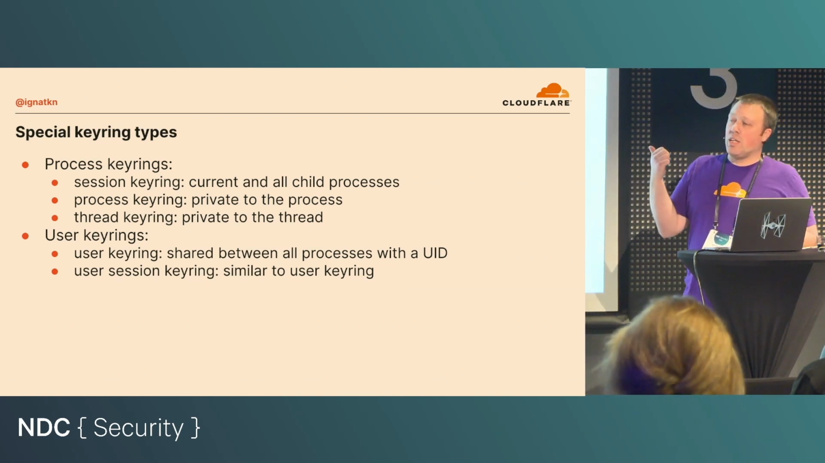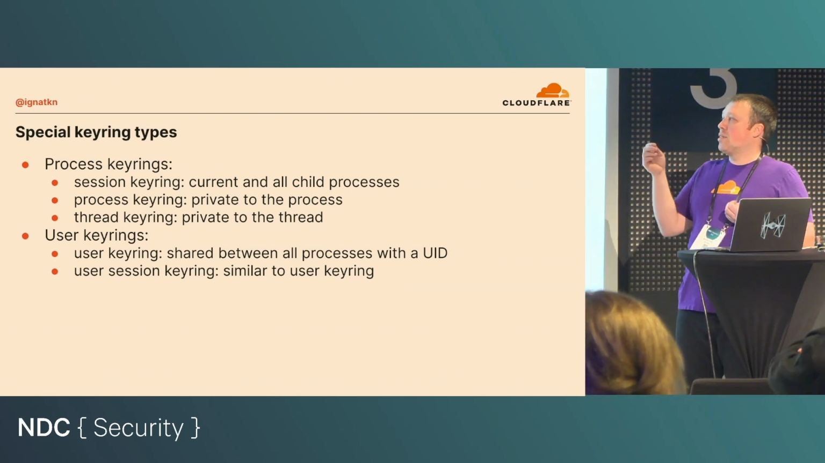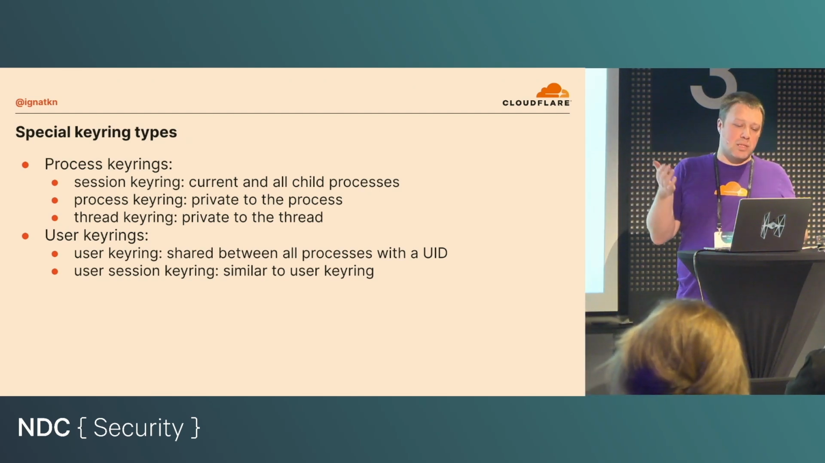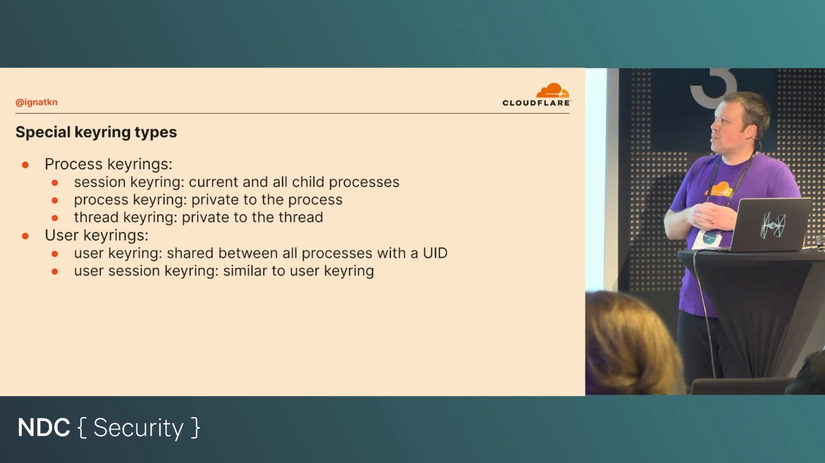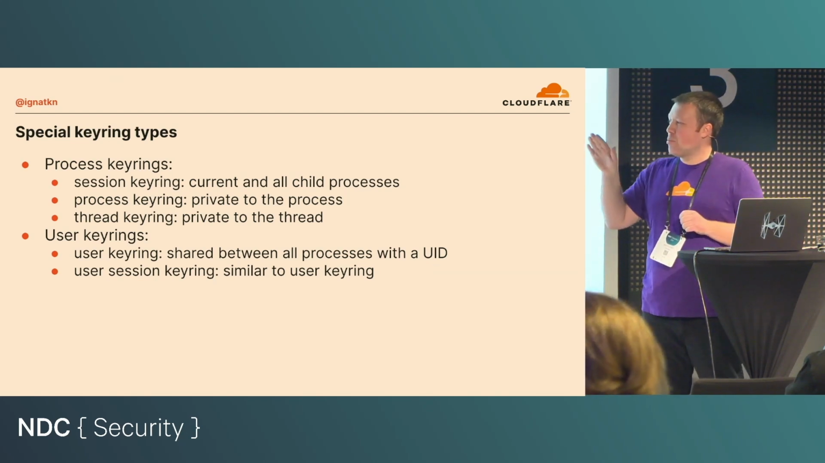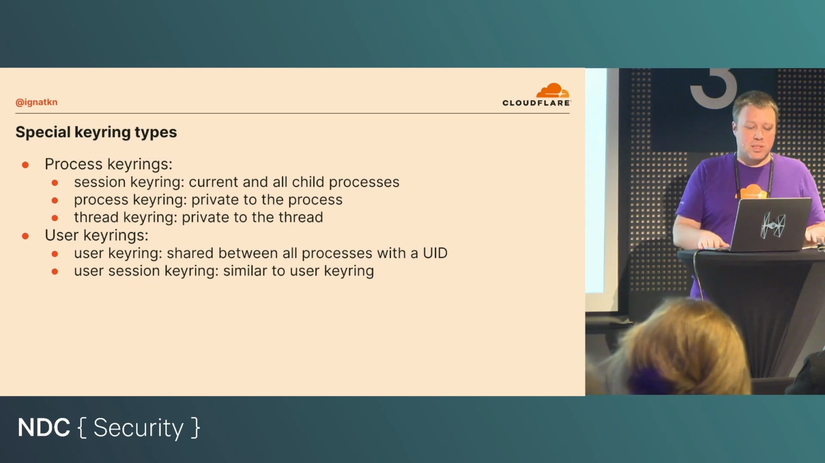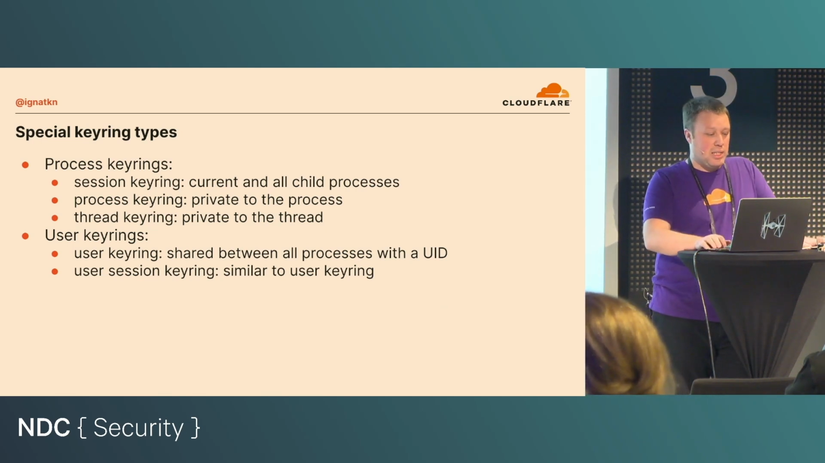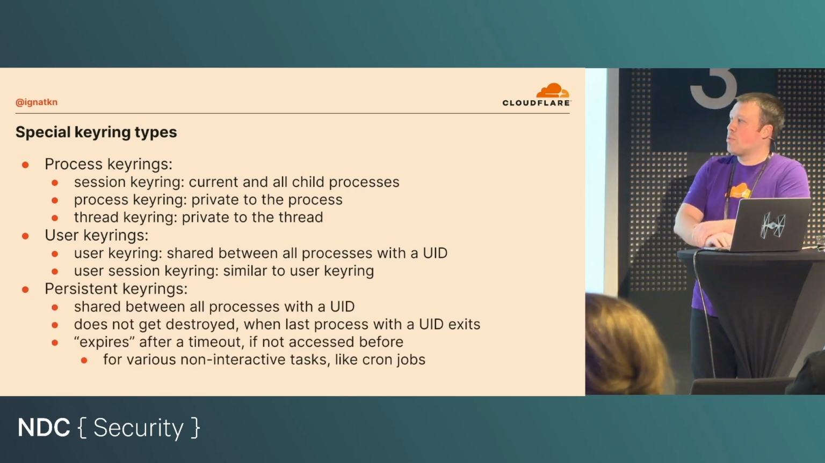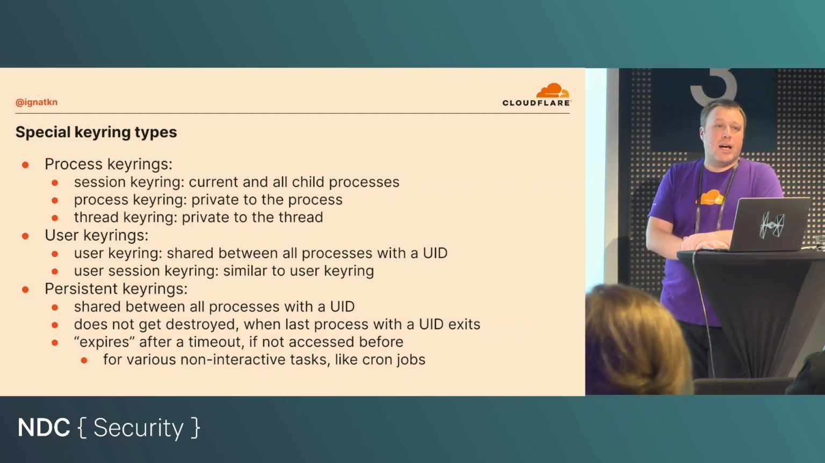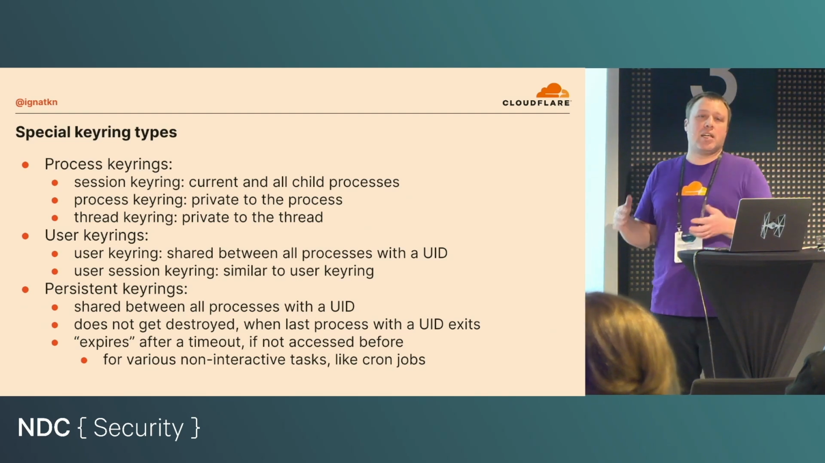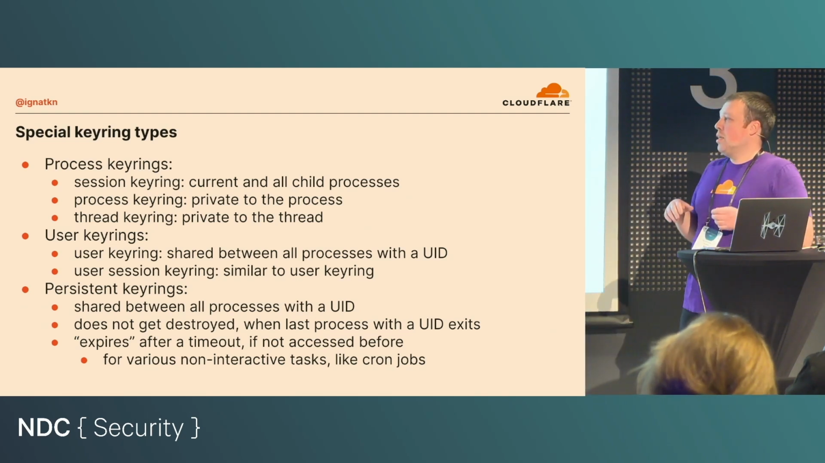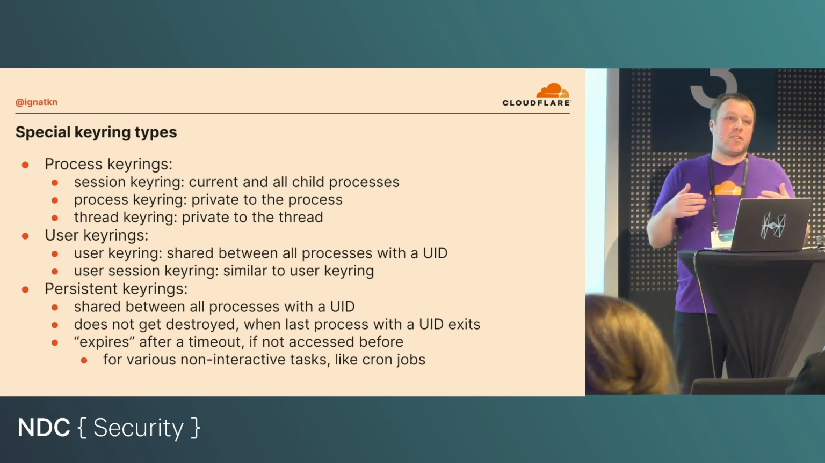So we saw in the example the user keyring, it's shared between all the processes with a specified UID. There is another special type of user session keyrings, which is very similar to user keyring, and the differences are not important for this presentation. There is also a type called persistent keyrings, and they're not persistent because they have a backing store, so none of the keys are backed to disk or whatever, but they just have a different lifetime.